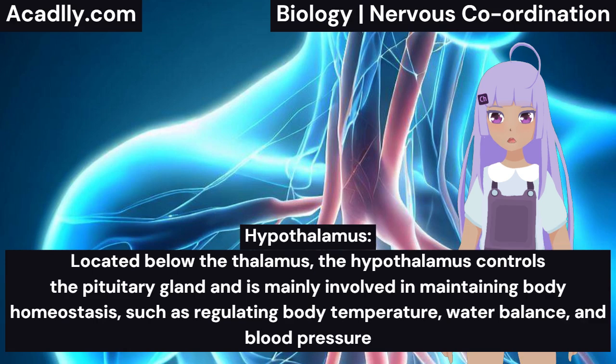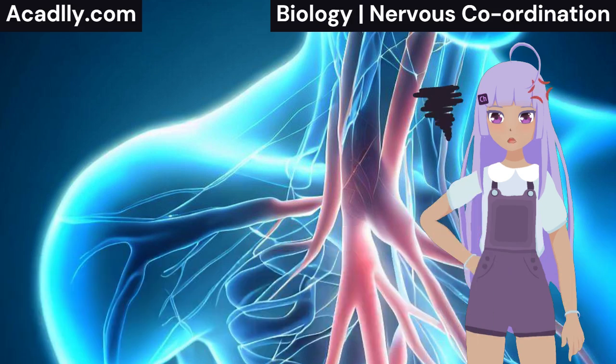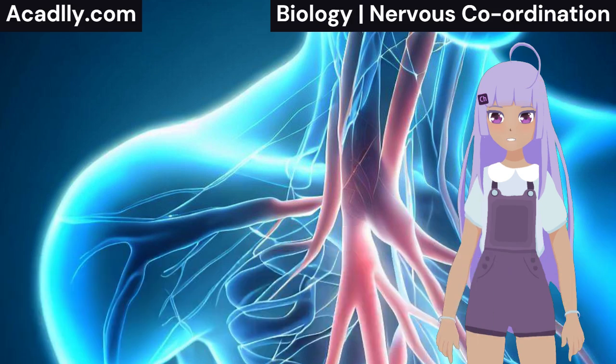Hypothalamus. Located below the thalamus, the hypothalamus controls the pituitary gland and is mainly involved in maintaining body homeostasis, such as regulating body temperature, water balance, and blood pressure. Additionally, the hypothalamus influences emotions, e.g., anger, fright, joy, and controls functions like appetite and speech.